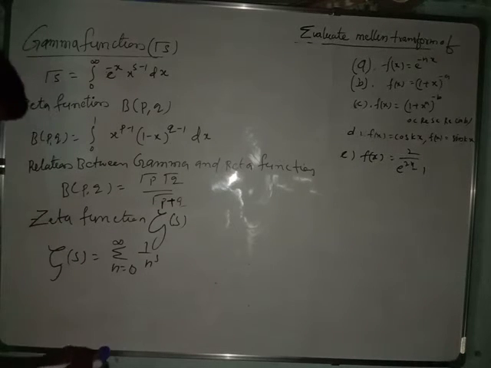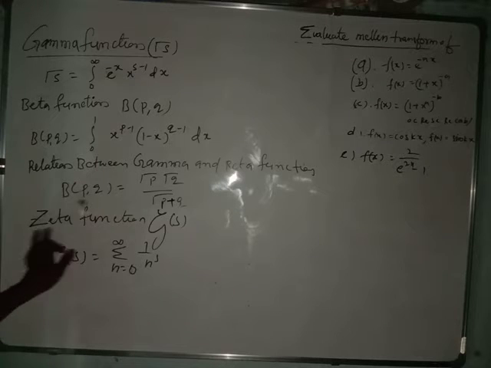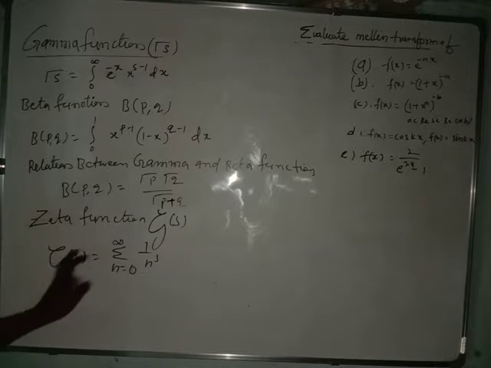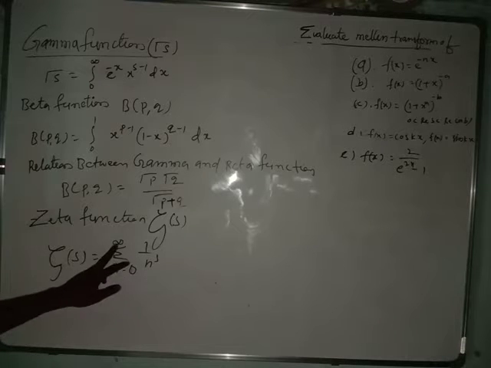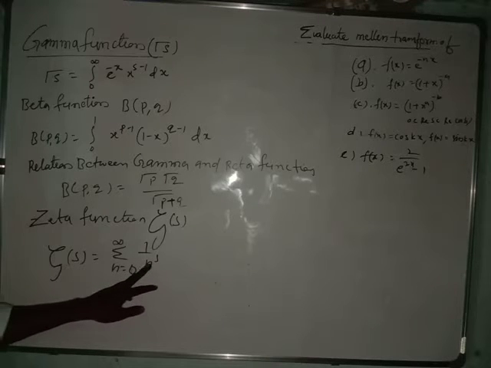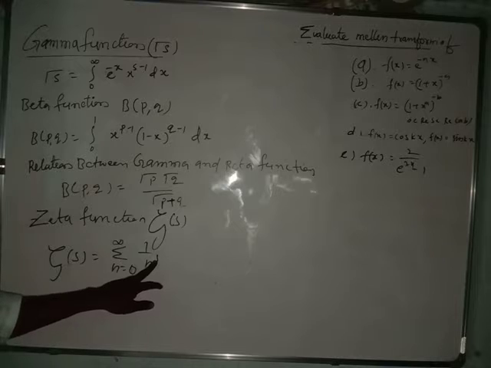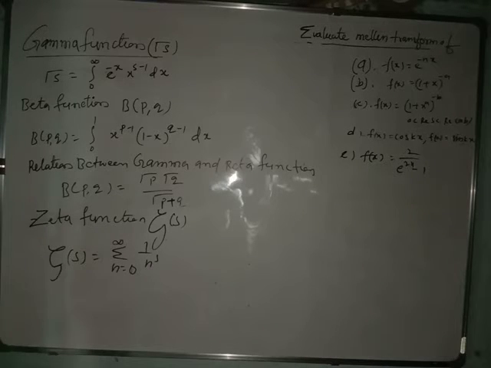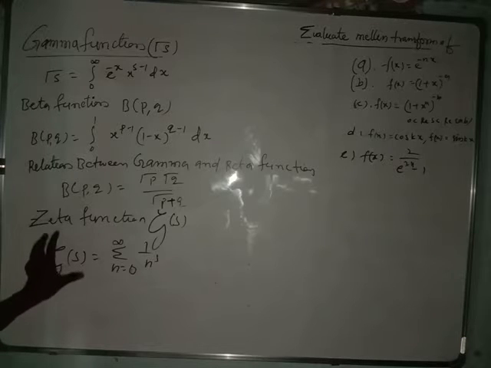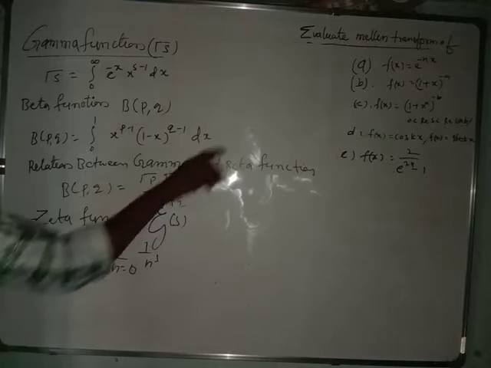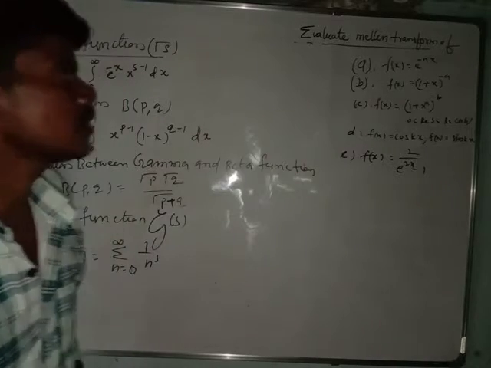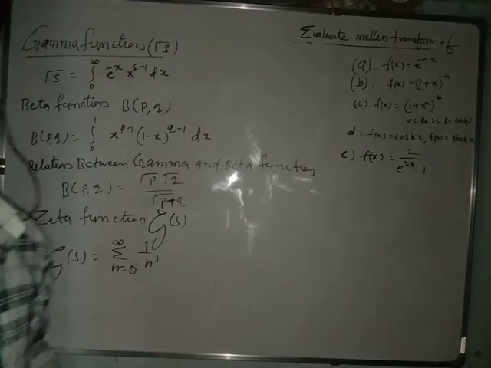Okay. Now the zeta function is denoted by this symbol, and zeta of s equals the summation from n equals 1 to infinity of 1 by n to the power of s. This is the zeta function. Now using these functions, we have to evaluate the Mellin transformations of these functions. We see them one by one.